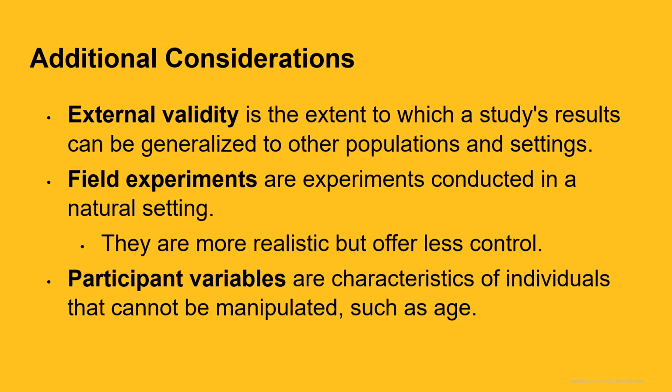So finally, one last piece of information is this concept of participant variables. These are the things that we cannot manipulate or easily change, such as a participant's age, their relative cultural understanding, their intellect, and so forth.